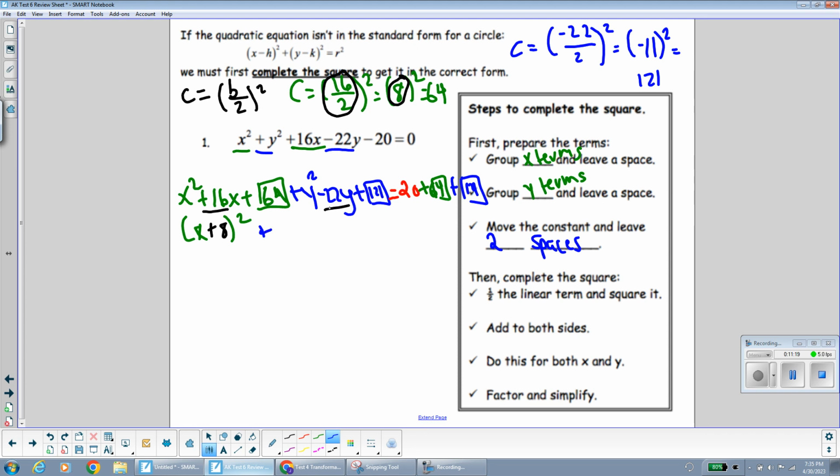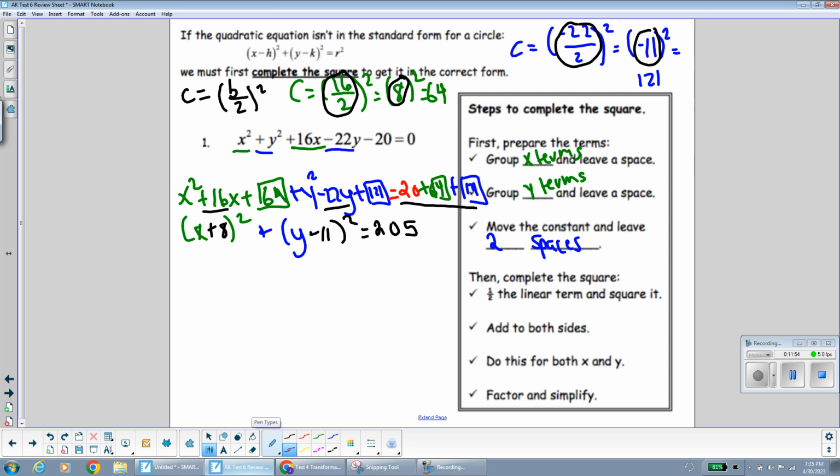And remember that really easy trick of factoring? It's going to factor to whatever the b over 2 was before you squared it. So that was negative 22 over 2, which is negative 11. And now all we have to do is add the constants on the right side of the equation. So if I get my calculator and I do 20 plus 64 plus 121, I get 205.